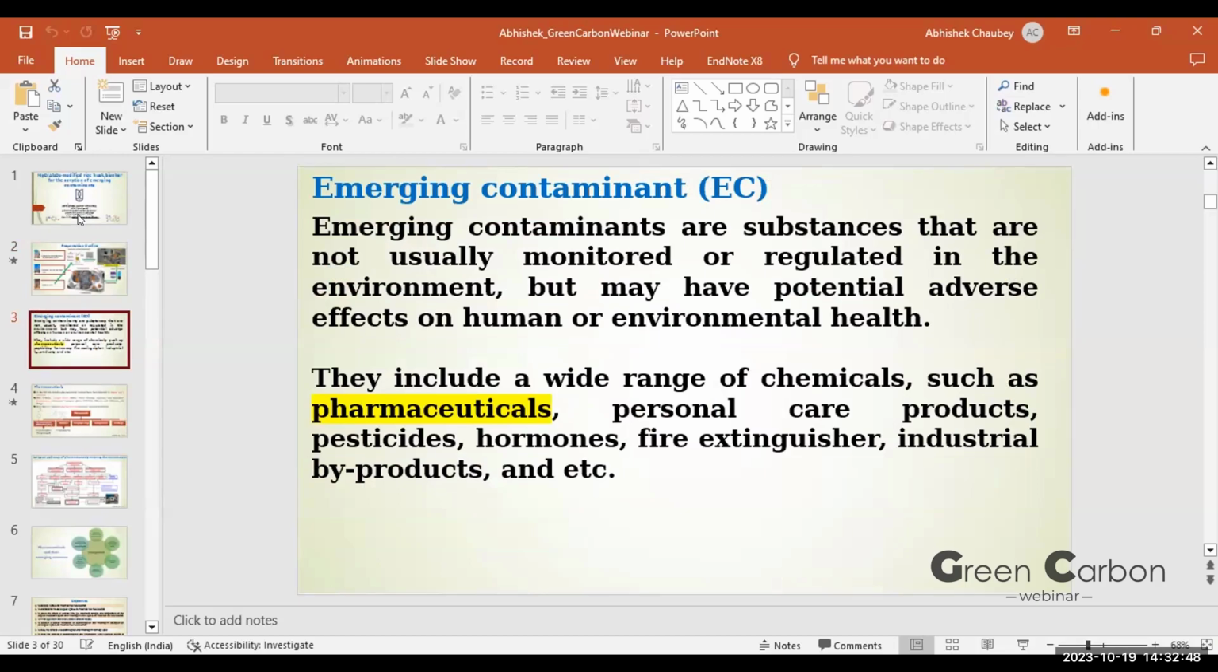So what are these emerging contaminants? These emerging contaminants are substances which are not usually monitored or regulated in the environment, but they have potential adverse effects on human and environmental health. If we divide these emerging contaminants, they are pharmaceuticals, personal care products, pesticides, hormones, fire extinguisher, industry products, and several more. Like even you have heard about the micro and nanoplastics.